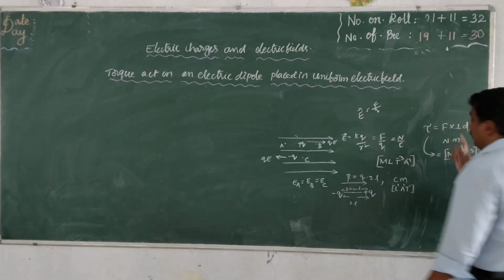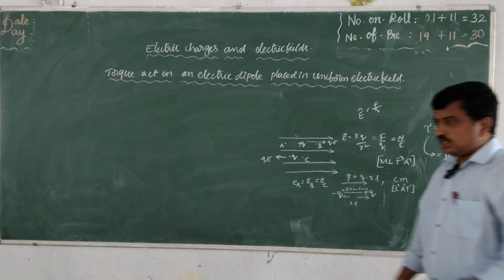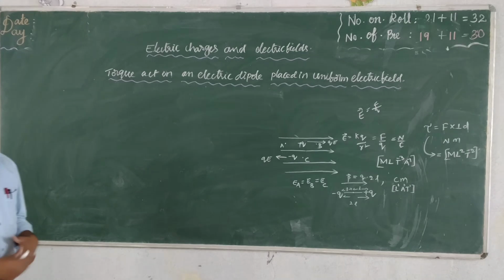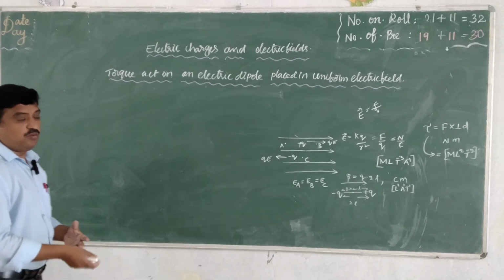Torque means force into perpendicular distance. Force is in newton, perpendicular distance is in meter. Newton meter is the unit of torque in the SI system. So what is the dimensional formula? M L power 2 T power minus 2. These are the terms used in deriving the torque exerted on an electric dipole when it is placed in a uniform electric field.